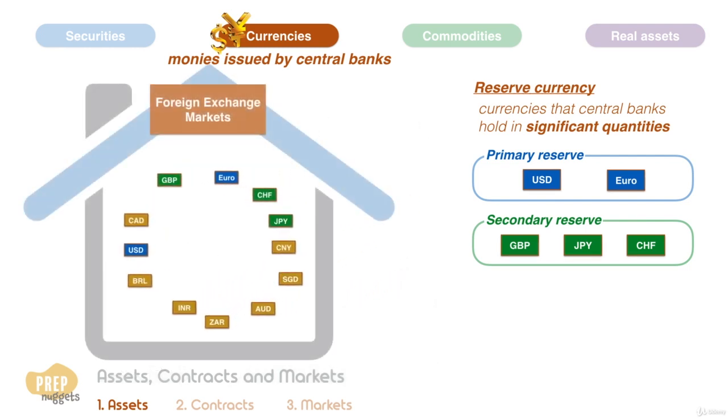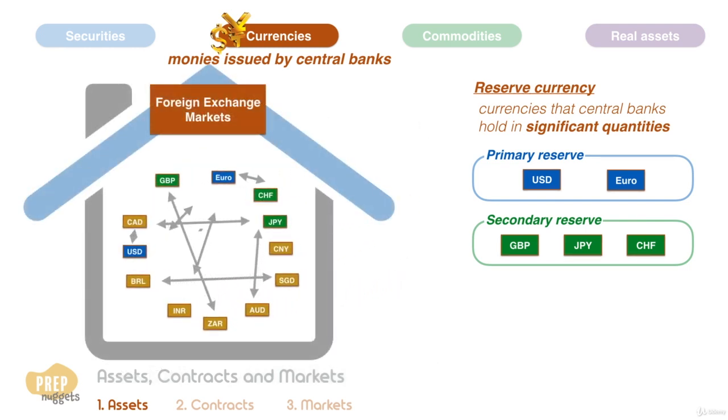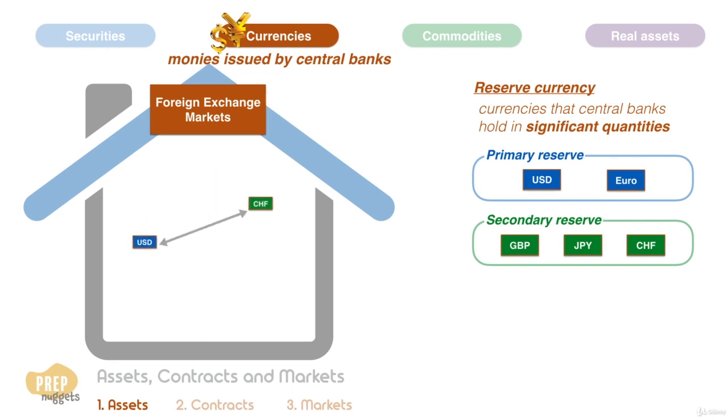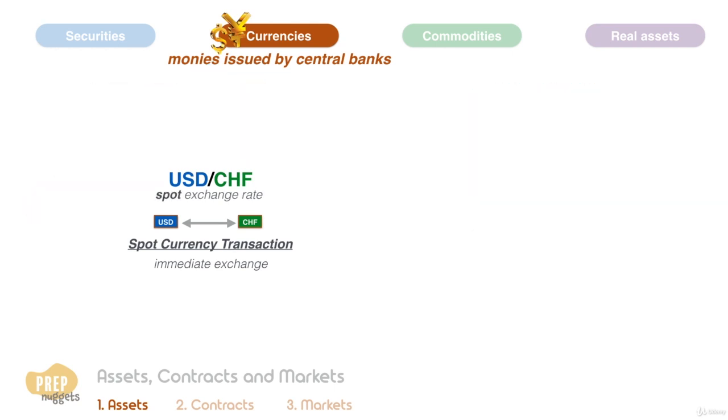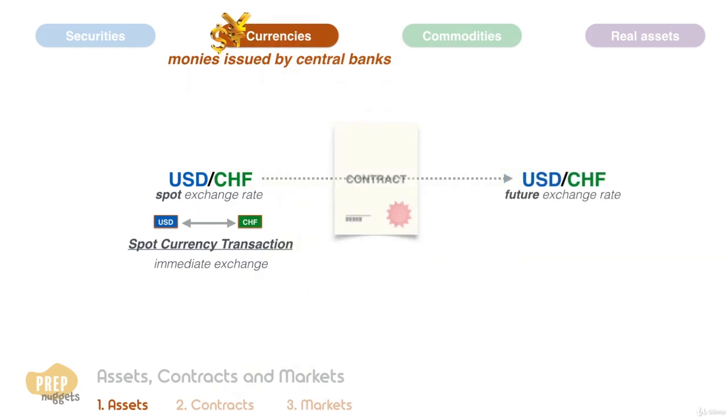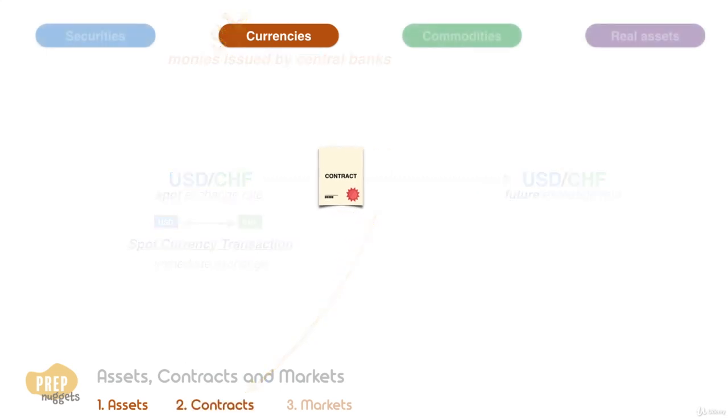Currencies trade in foreign exchange markets. In spot currency transactions, one currency is immediately exchanged for another. The rate of exchange is called the spot exchange rate. Now, exchange of currencies does not need to be transacted immediately. Two parties can agree on a fixed rate to exchange at on a date in the future. This can be arranged by means of a contract, which we will skip ahead to for now to explain financial contracts.